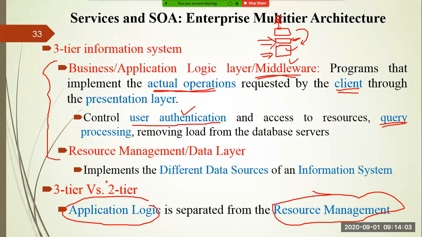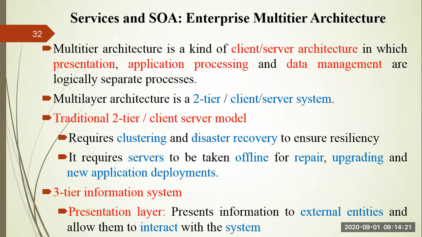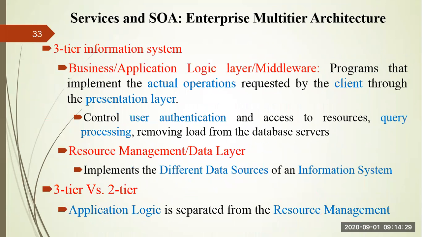One is your presentation layer, another is called the application logic plus resource management layer in the two-tier architecture. But in three-tier architecture, we have separated it so that the complexity can be reduced, right? The complexity can be reduced and you can do easy maintenance. Like I told you in the previous case, servers are made offline and they are repaired or upgraded and new application development is done. That part you can avoid in the three-tier architecture.